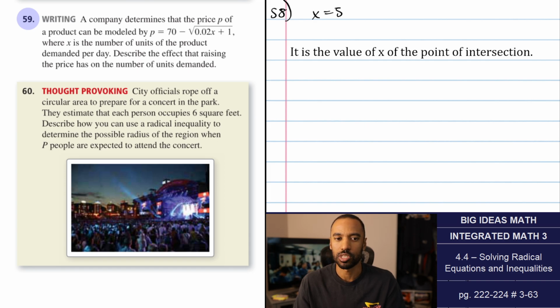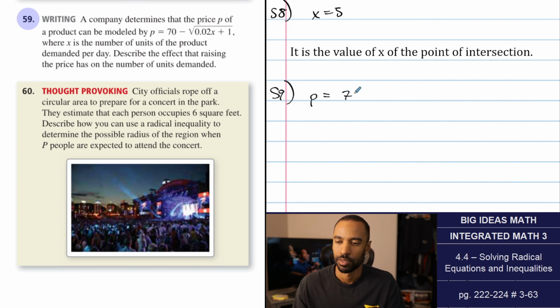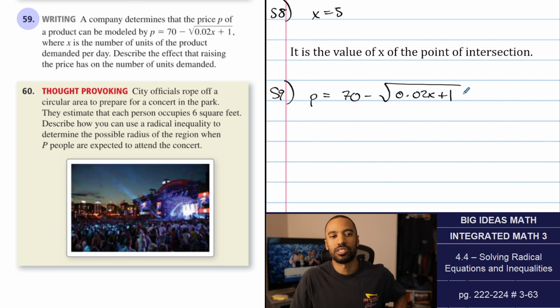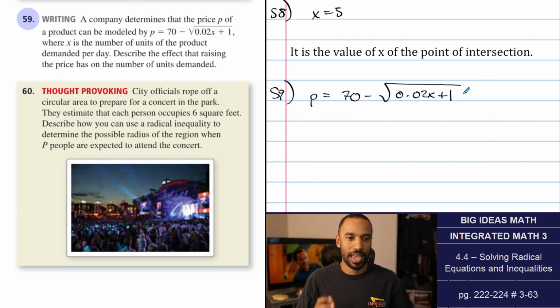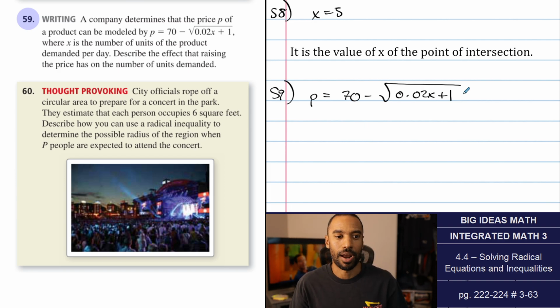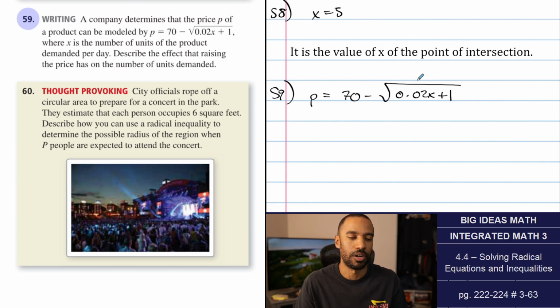A company determines the price P of a product can be modeled by that, where x is the number of units of the product demanded per day. Describe the effect that raising the price has on the number of units demanded. I'm trying to think if we're supposed to graph this or not. I guess we are, because otherwise it just gets really weird.